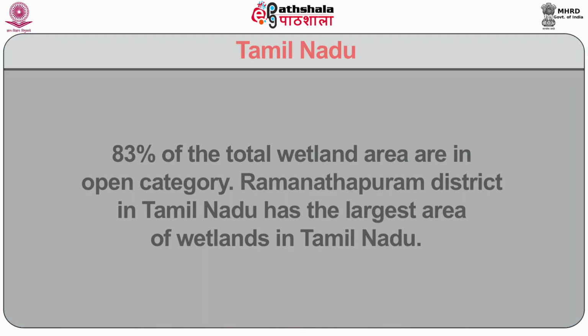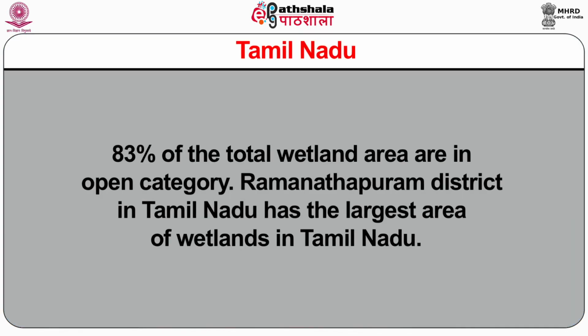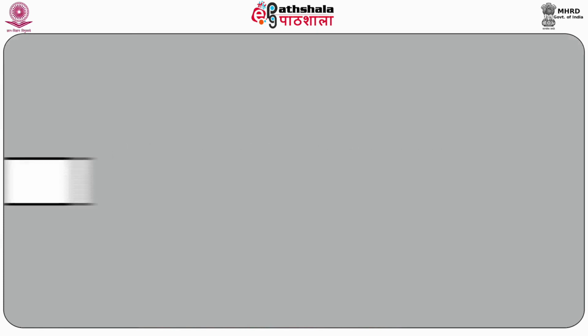18,294 major wetlands are marked in Tamil Nadu. Major wetlands include lake, pond, tank, ponds, rivers, streams, mangroves and coral reef, etc. 83% of the total wetland area are in open category. Ramanathapuram district in Tamil Nadu has the largest area of wetlands in Tamil Nadu.